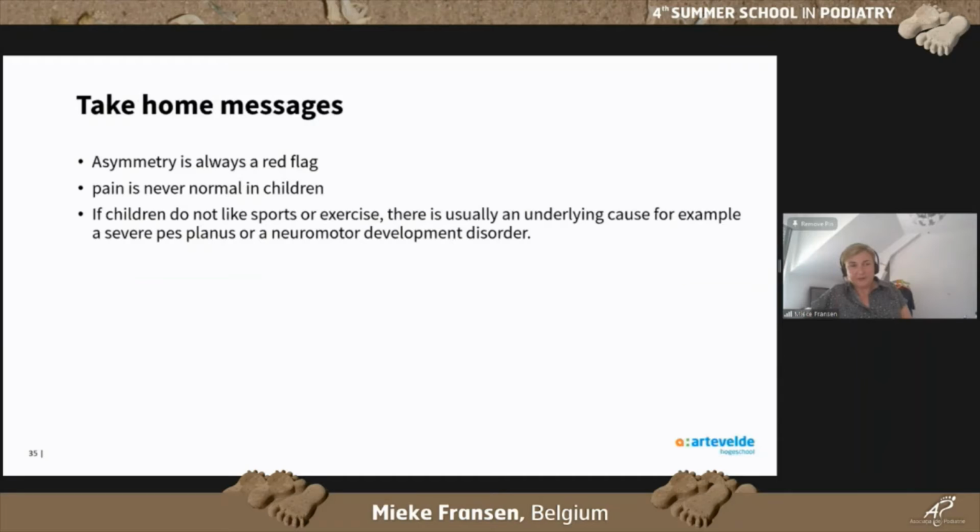So a few take-home messages that are important in treating kids is that asymmetrical findings are always a red flag. Pain is never normal in children. Also, growing pains are not normal in children. They're usually another cause. And if children do not like sports or exercise, there is usually an underlying cause, for example, a severe pes planus or a neuromotor development disorder.